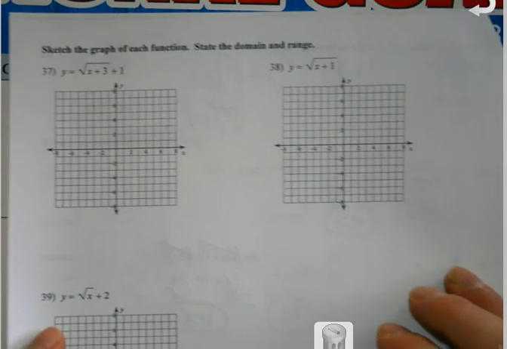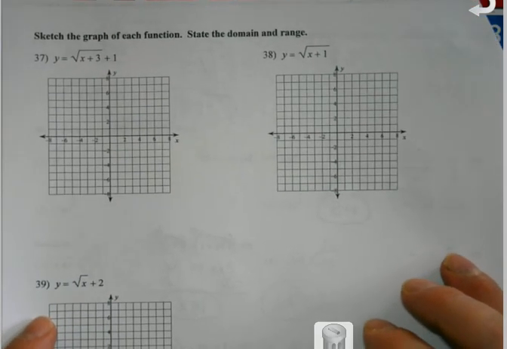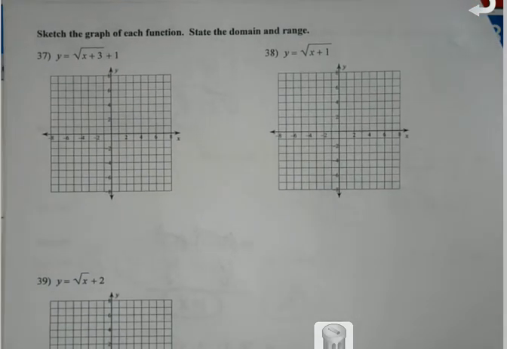All right, flip over here. And as I said before, the test itself is not this long. I just wanted to kind of blend being able to do some with you and leaving some for you to be able to work on too. Sketch the graph of the function. Oh, state the domain and range. Okay.